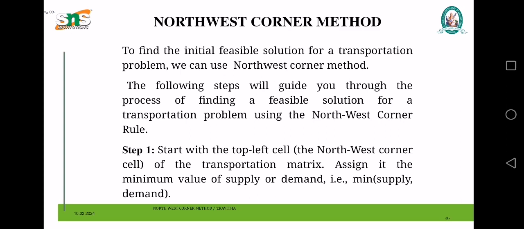The following steps will guide you through the process of finding a feasible solution for a transportation problem using the northwest corner rule. Step 1. Start with the top left cell, the northwest corner cell of the transportation matrix. Assign it the minimum value of supply or demand, that is, the minimum of supply and demand.